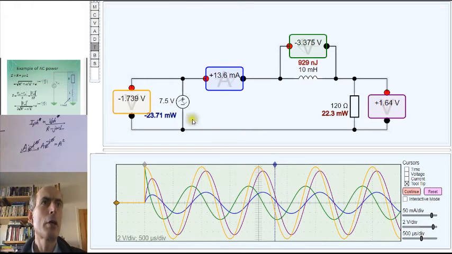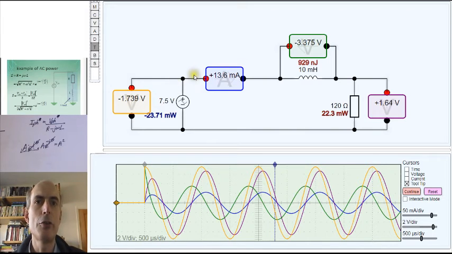Now, there are occasional moments where you'll see that the current is going in, around about there, the opposite direction from the 7.5 volt source. The current is currently flowing left to right, this direction, but the voltage source here is at minus 1.739 volts. So this point here is actually below ground.